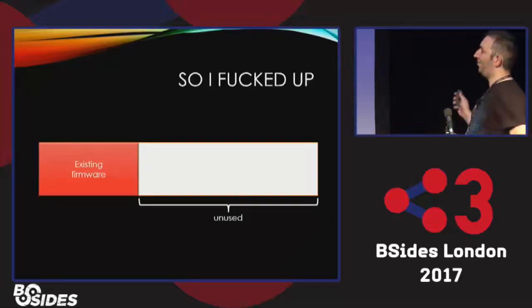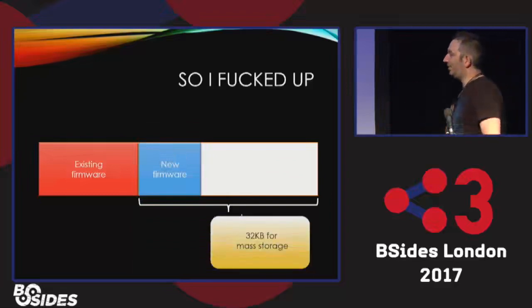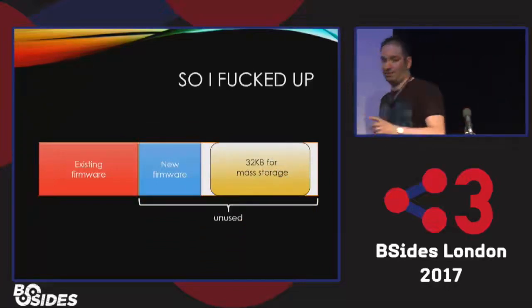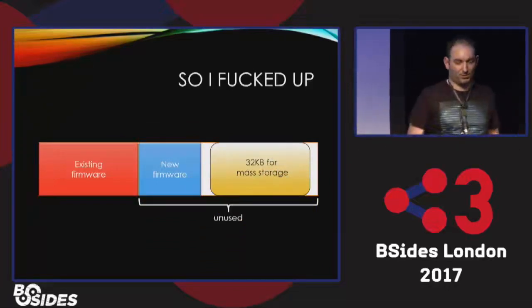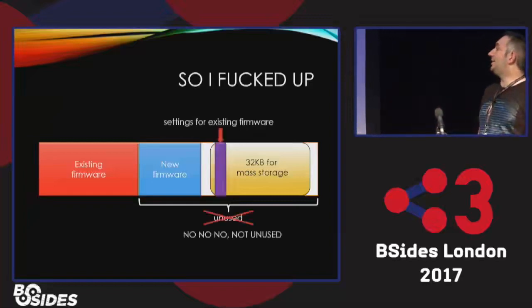So back to our diagram. We've got our existing firmware. We've chucked our new firmware at the end. And we've got 32 kilobytes for mass storage. Now, after this has been FAT formatted, that's how it comes up as 20K. The problem is, this is all lies.